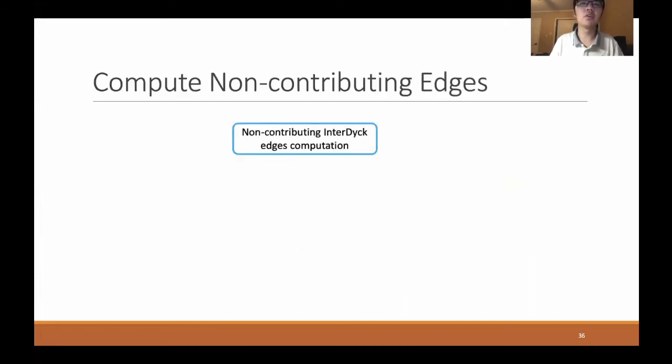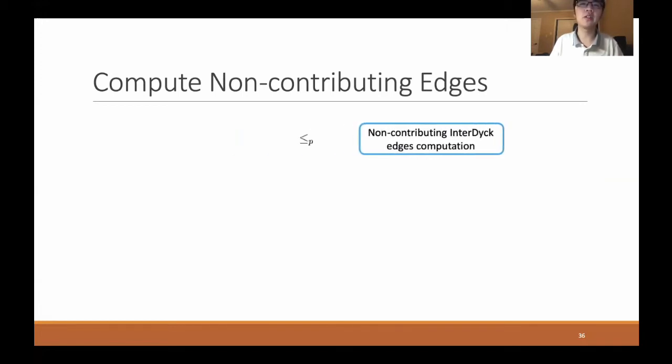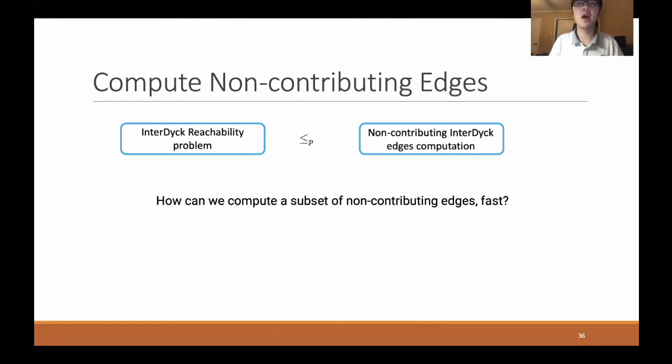However, we cannot compute non-contributing edges directly for InterDyck reachability because the problem of InterDyck reachability can actually be reduced to its contributing edge computation. So contributing edge computation is also undecidable for InterDyck. One can only use an approximation algorithm to provide a subset of non-contributing edges. How can we compute non-contributing edges and compute it really fast? For example, we cannot afford running any InterDyck algorithm because we know it does not scale well for large graphs.